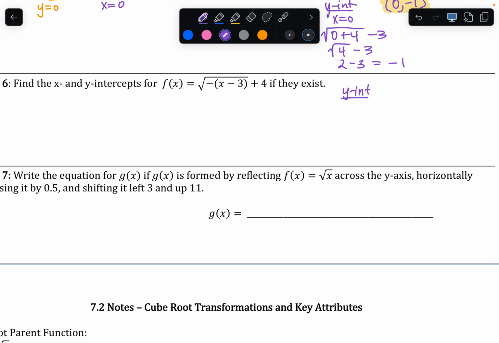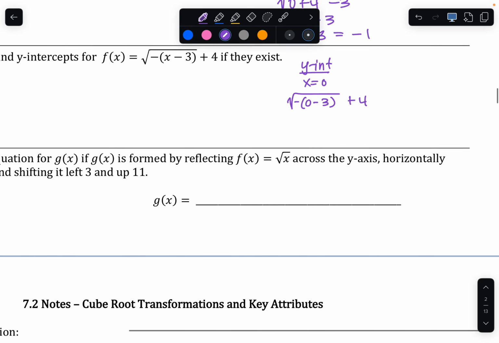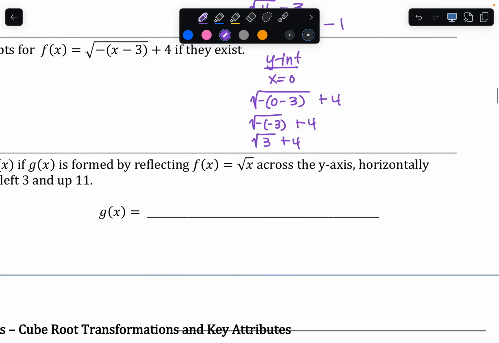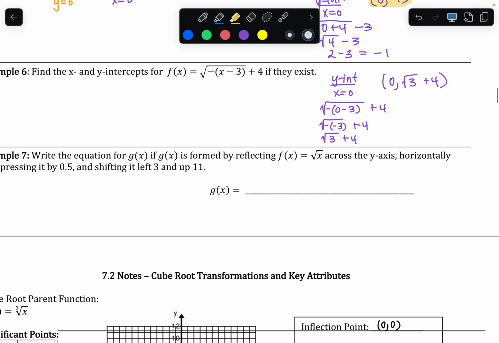Okay, so for a y-intercept, your x is 0. So negative parentheses 0 minus 3 and then a plus 4 outside the radical. Be very careful whether you're inside or outside the radical. That's often a careless mistake I see. 0 minus 3 is negative 3, with that negative still there. Negative 3 is positive 3. And square root of 3 is not a nice number, and so we're going to just leave it in radical form. So 0, comma, square root of 3, and then a plus 4 outside the radical. You would miss it if you wrote that plus 4 inside the radical.